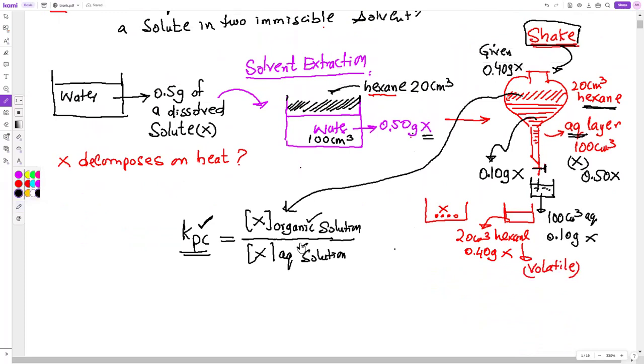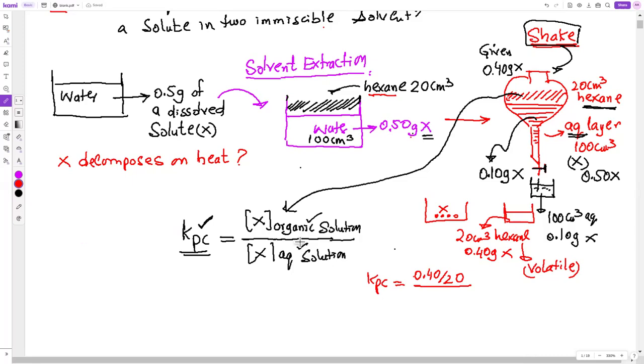We have values, beta. So this KPC will be equal to, for this situation, what they are saying: in organic solvent, the concentration is 0.40 divided by 20. Does it make sense, beta? Concentration can be in gram per cm cube as well. The data is telling us from the diagram that 0.40 gram of X is dissolved in 20 cm cube hexane. You getting this, beta? Yes, sir.